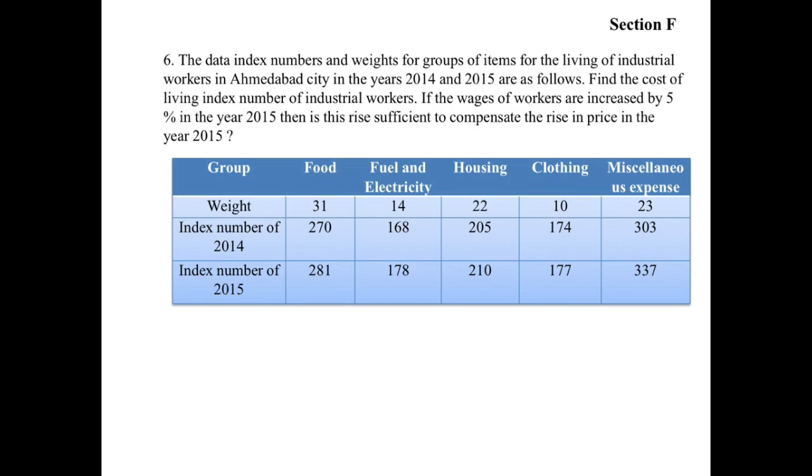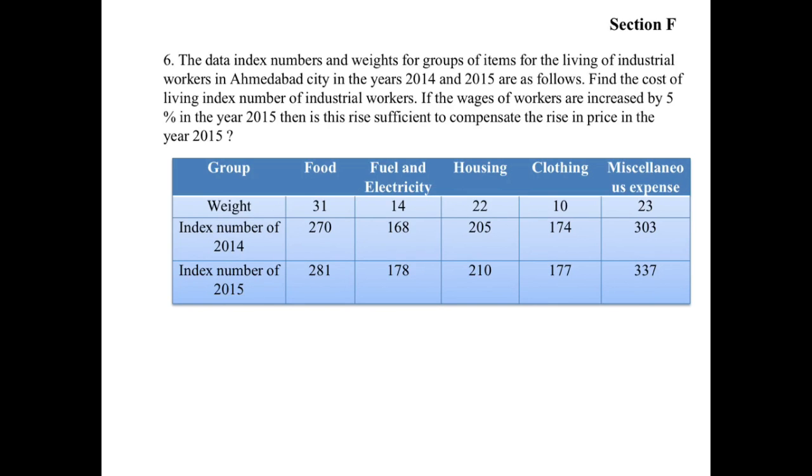The index number and weight for the group of items for living of an industrial worker in Ahmedabad city in the years 2014 and 15 are as follows. Find the cost of living index number of an industrial worker. If the wages of the worker are increased by 5% in the year 2015, is this rise sufficient to compensate the rise in the price?